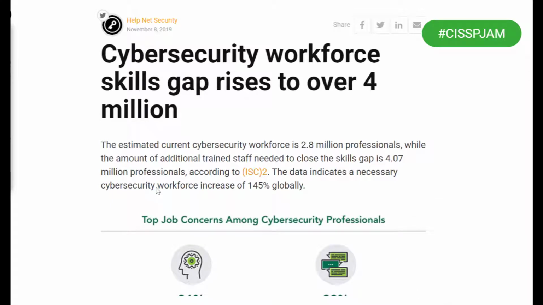And I found this ISC Square article. ISC Square puts out reports and other articles every year, and this was released last year. There are about 4 million professionals missing in these teams that need to be present in order to fix this gap, in order to actually put security first in our application development. We need to find the right people, and we're missing that.